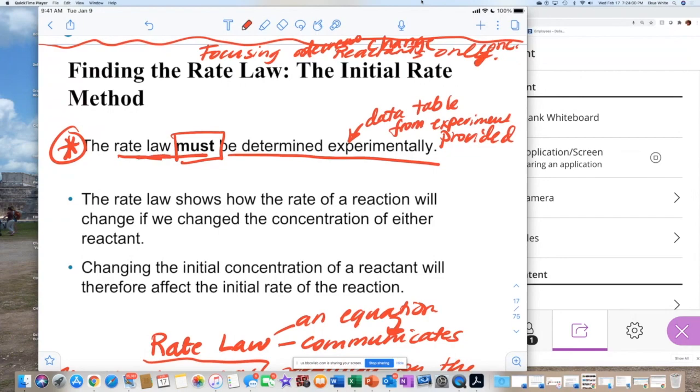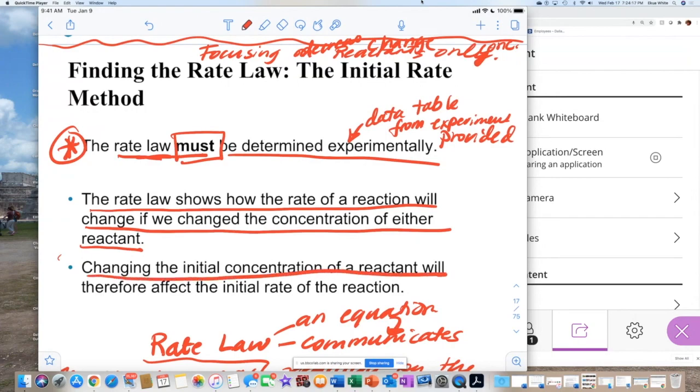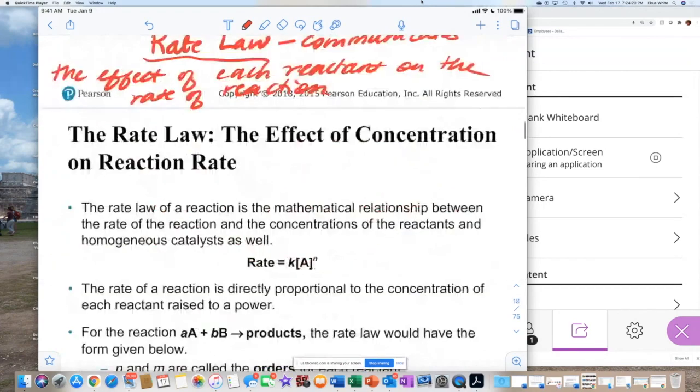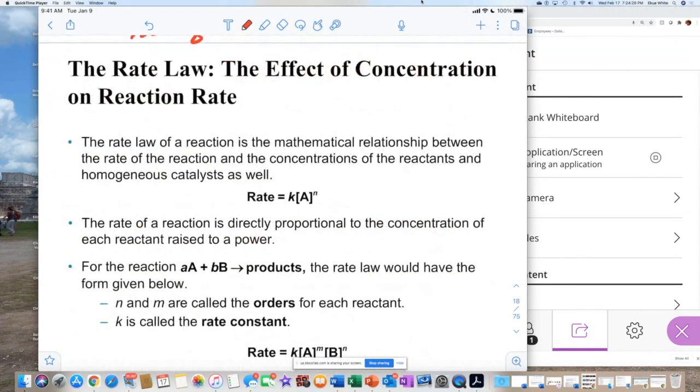That's an equation, right? The rate law shows how the rate of a reaction will change if we change the concentration of either reactant, assuming there's more than one reactant, right? How each reactant's concentration change influences the rate of the reaction. Changing the initial concentration of a reactant will therefore affect the initial rate of the reaction. Okay, so let's go ahead and see an example of how this plays out. The rate law, the effect of concentration on reaction rate.